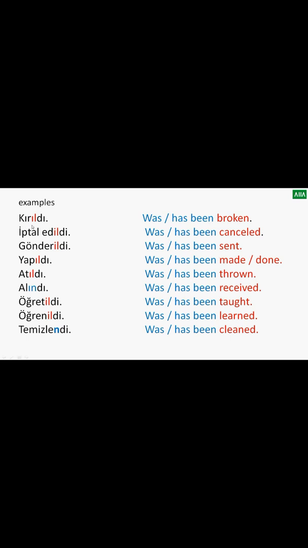Look, kır, the base form of the verb, is break, but we need to use at the same time the suffix of passive voice, which is ıl: kırıl. In the past tense we have to talk about the tense, so d, or has been or was. So kırıldı, was broken or has been broken. İptal edildi, was cancelled or has been cancelled.